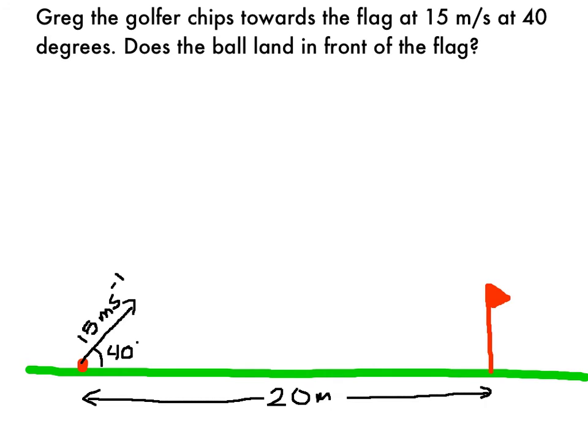Okay, so in this question we have a golfer who is 20 meters from the pin, and he fires a ball at 15 meters per second at 40 degrees to the horizontal. So he's aiming to land just in front of the pin. We're asked to find whether it lands in front of the flag or behind the flag.